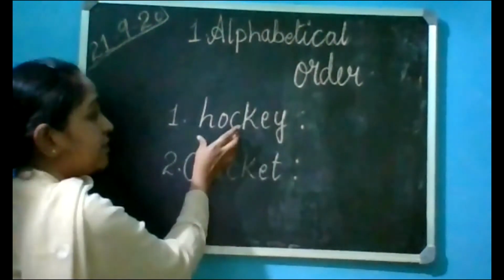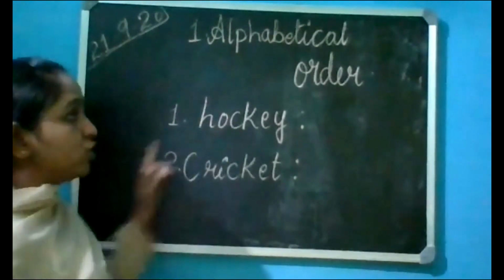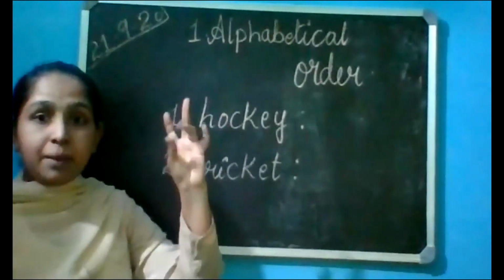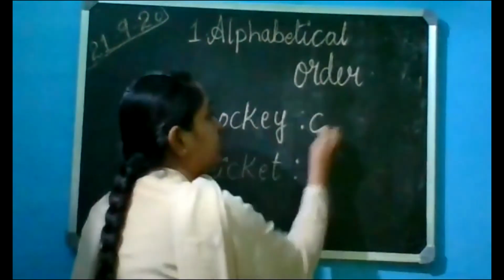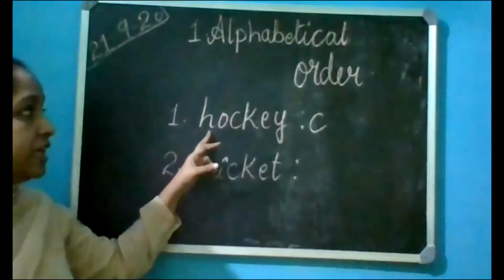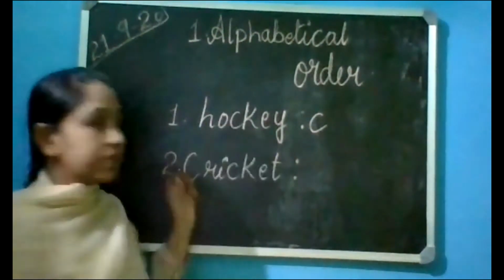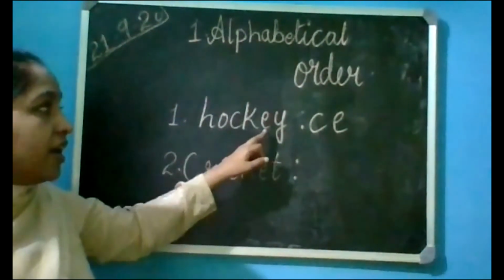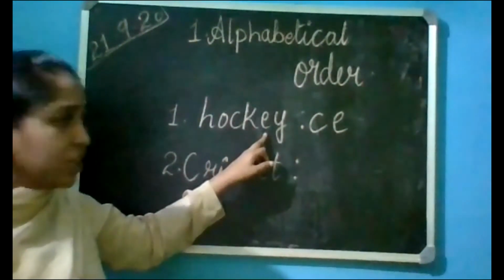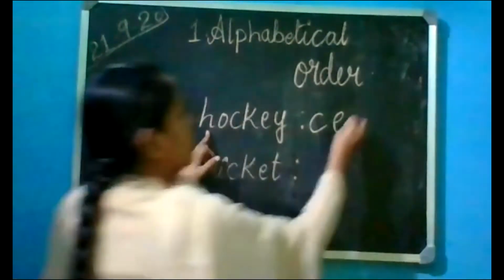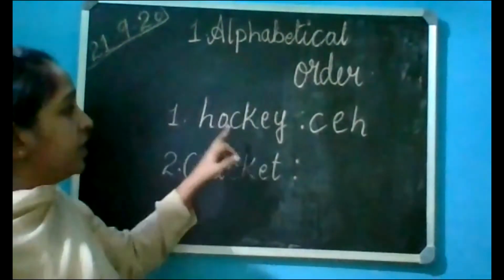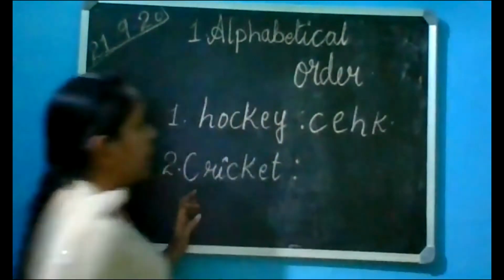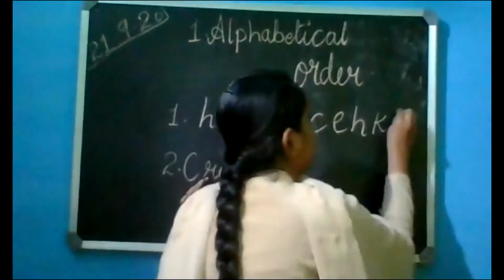For example, the first one they have given is hockey. In the order, can you name which letter comes? It is C. A, B, C. So C will come first here. D is not there, but E is there, so I will write E here. Then F is not there, G, H, I, J is not there, whereas K is there. So I will write K, then O, then Y.